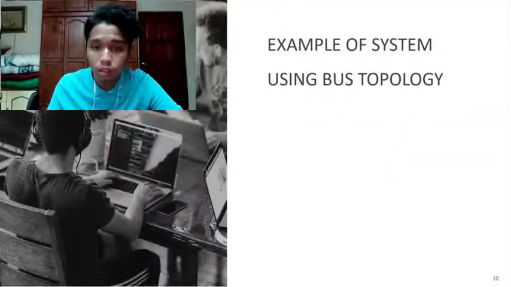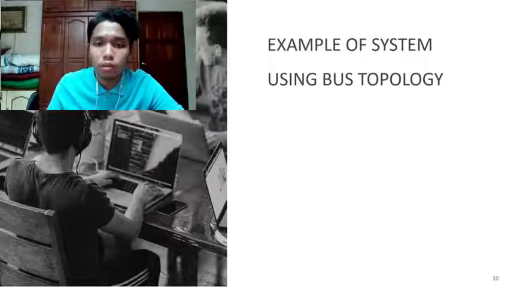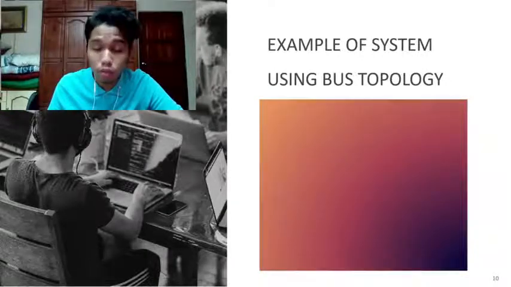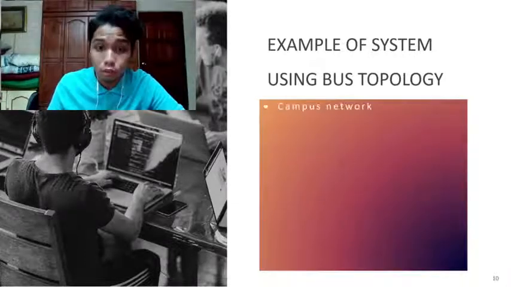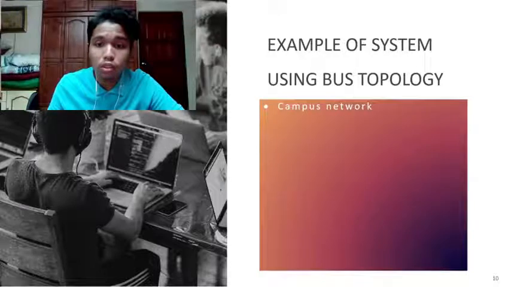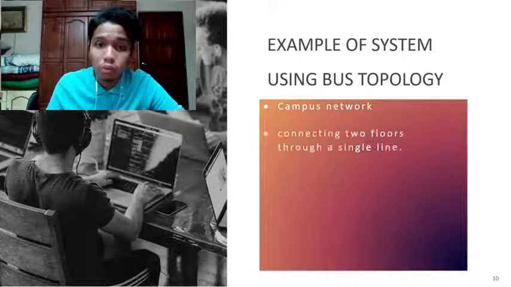So, in my part, I'm going to talk about examples of bus topology that are used in current technology. There are many bus topology systems that are used today. For example, campus networks. In a campus, it uses bus topology by joining switches and routers, called backboning. Then we have wired telephone. It works by connecting two floors or more through a single line. This way may reduce the cost and is easy to install.